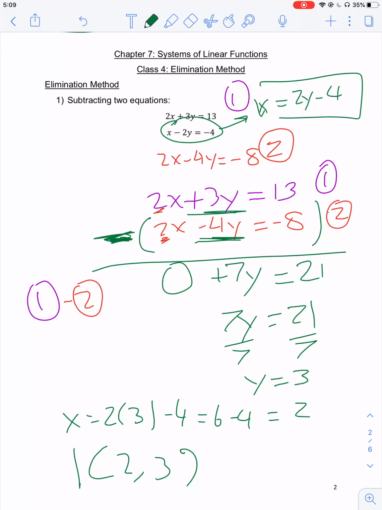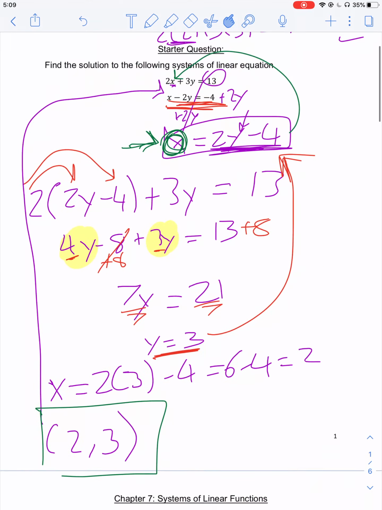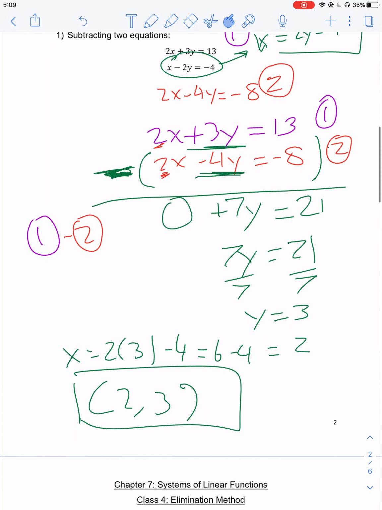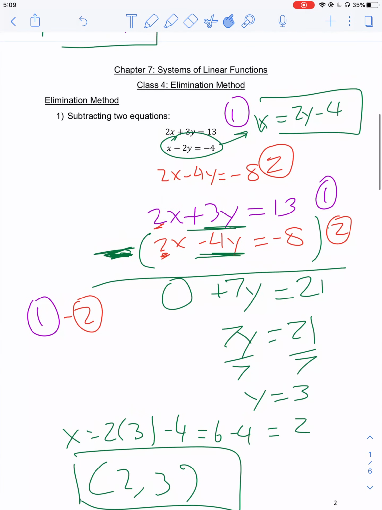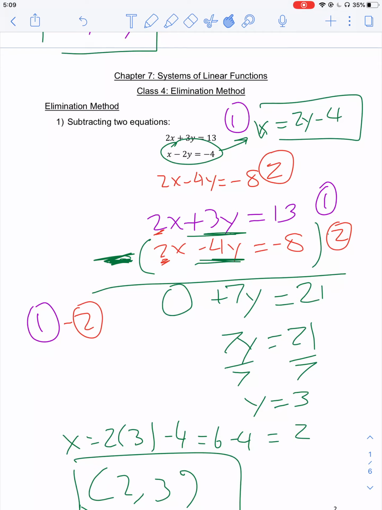So this is the point of intersection. And again, both of them have to be the same, right? 2, 3, 2, 3. So it's kind of tricky, right? Elimination is difficult. Why? Because you really have to understand how to eliminate. If I were to subtract this the way it is, it's not going to work. I won't be able to eliminate any of my variables.